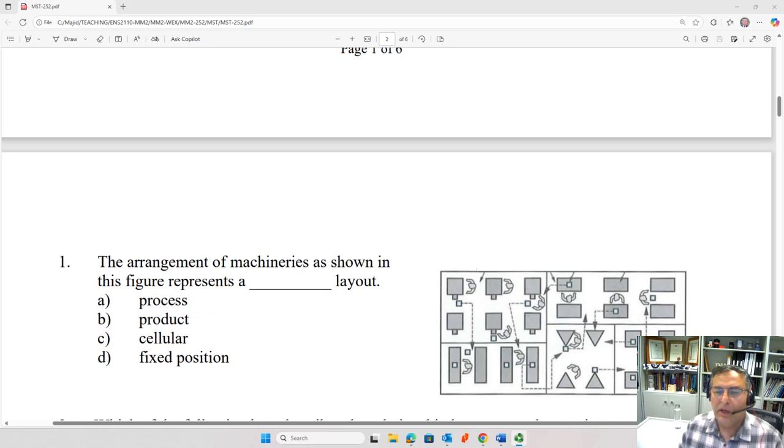If we take a look at the diagram provided, we can see that different machines are located in different departments on the basis of process they are performing. For example, lathes are located in one department, milling machines in other departments, and the same for the rest of the machines. So machines are located in different departments on the basis of process they are performing. So this is a representation of a process layout. A is the correct answer.